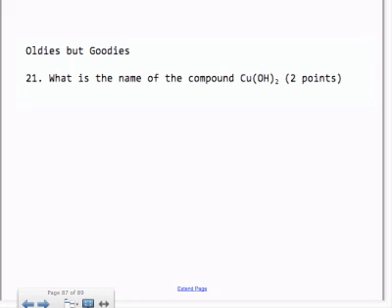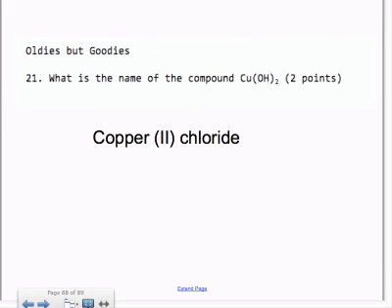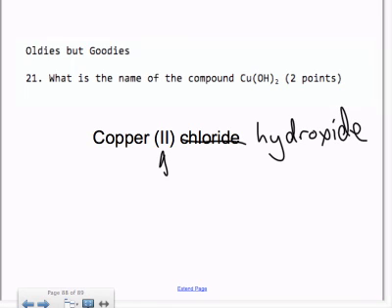And finally, oldie but goodie, what is the name of the compound Cu(OH)2? Well, Cu is copper and OH is hydroxide. There are two hydroxides. Hydroxide has a charge of -1, which means the total negative charge is -2. So the total positive charge has to be +2. Copper is one of those transition metals, so we need a Roman numeral in there. Copper(II), which means the copper has a +2 charge, and that should be hydroxide. Okay, so copper(II) hydroxide would be the answer here.